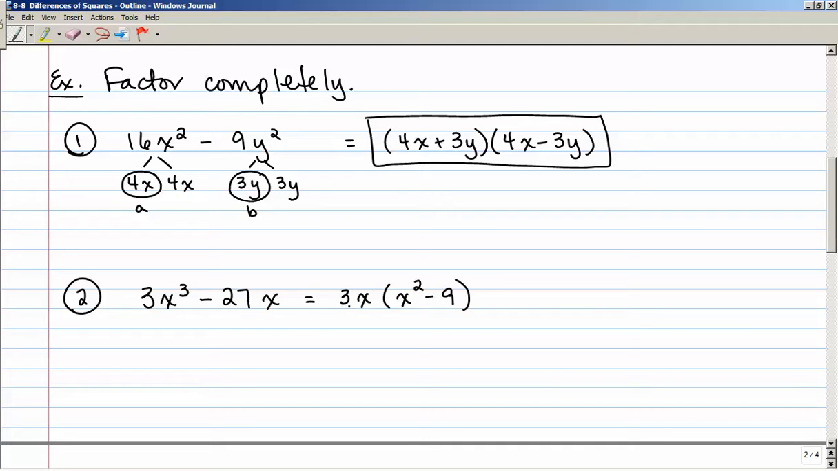So I have the quantity 3x times the quantity x squared minus 9. X squared minus 9 is a difference of squares, factoring into an x and a 3. So my final answer is going to be my 3x that was out front times an x plus 3 times an x minus 3.